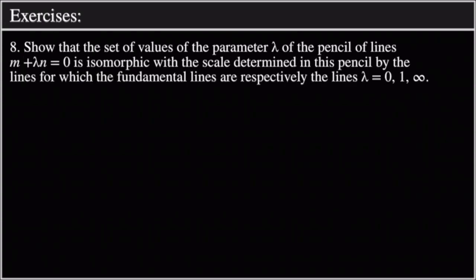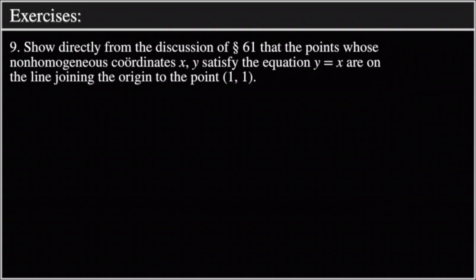8. Show that the set of values of the parameter λ of the pencil of lines m + λn = 0 is isomorphic with the scale determined in this pencil by the lines for which the fundamental lines are respectively the lines λ = 0, 1, infinity. 9. Show directly from the discussion of section 61 that the points whose nonhomogeneous coordinates x, y satisfy the equation y = x are on the line joining the origin to the point (1, 1).